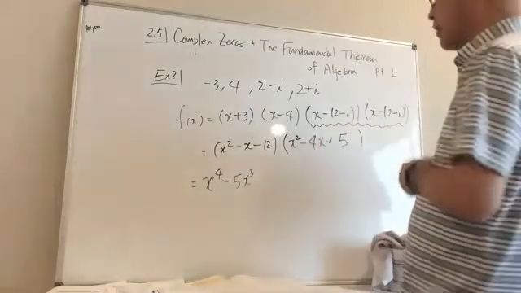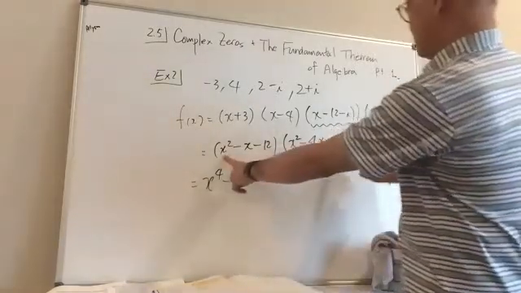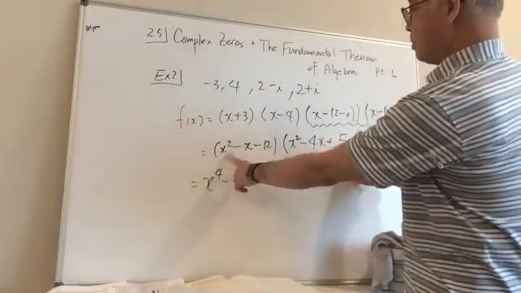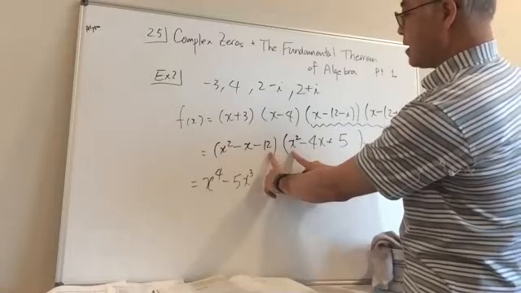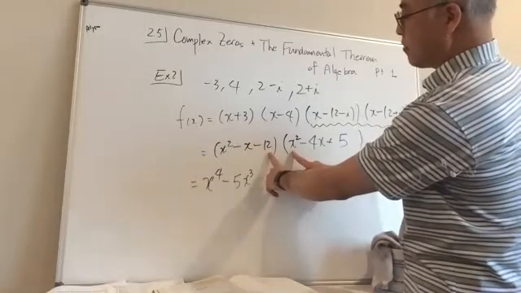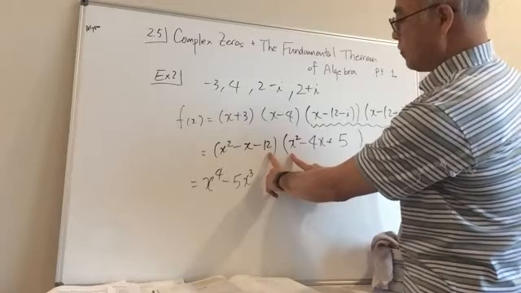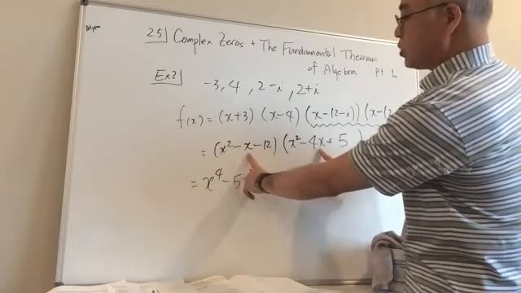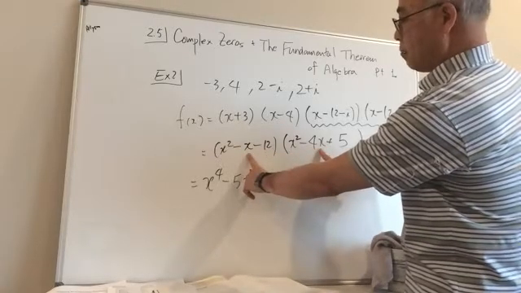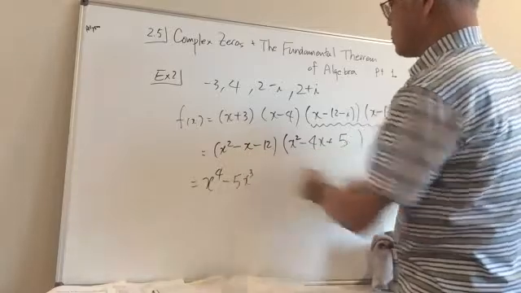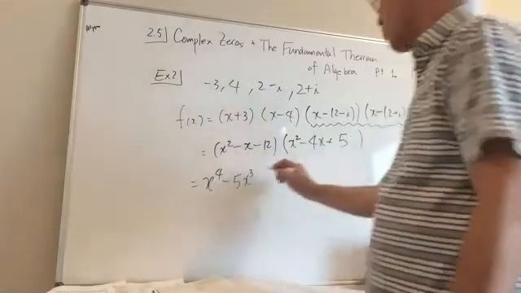x squared, how am I going to get x squared? I get this guy times this, I get plus 5. This guy times this, I get minus 12, so that's minus 7 altogether. There's one more though. I have minus 7 so far. If I multiply these two together, I get plus 4, right? So it's minus 7 plus 4, it's going to be minus 3.